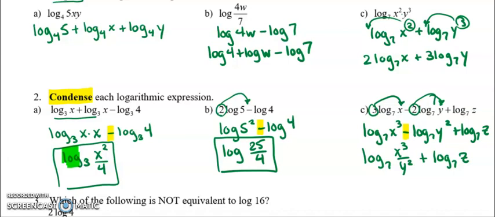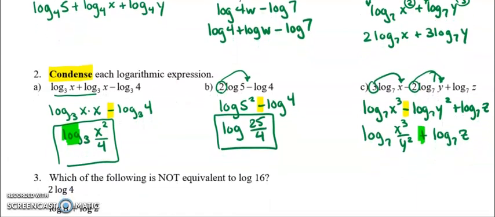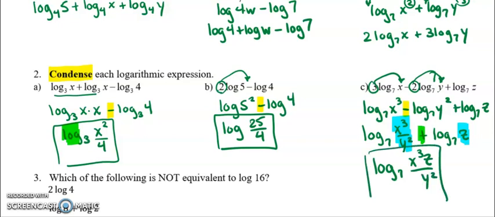Then what? Then we've got addition. So where did addition come from? Addition came from multiplication. So we'll have log base 7 of this piece here, the x cubed over y squared, times the z, multiply fractions straight across. So we'll have x cubed z over y squared. Again, notice we went from 3 logs to 2 logs to 1.